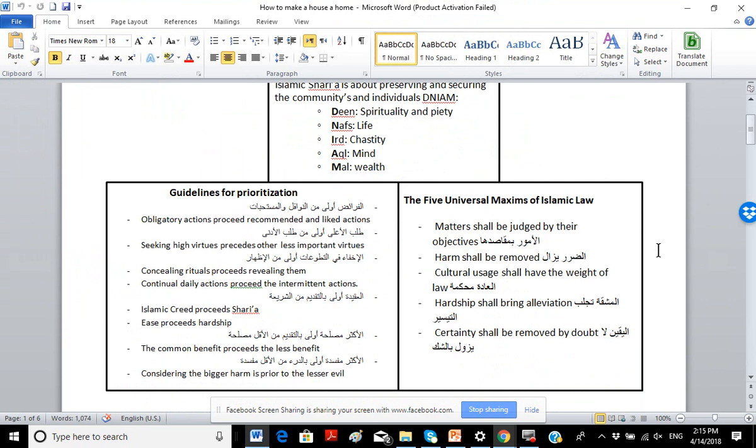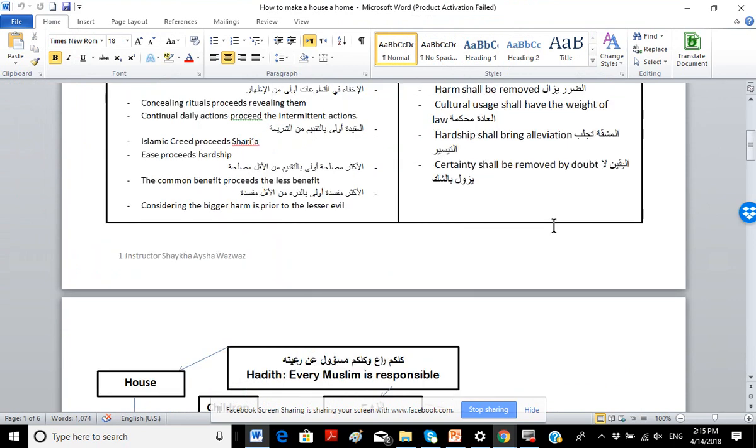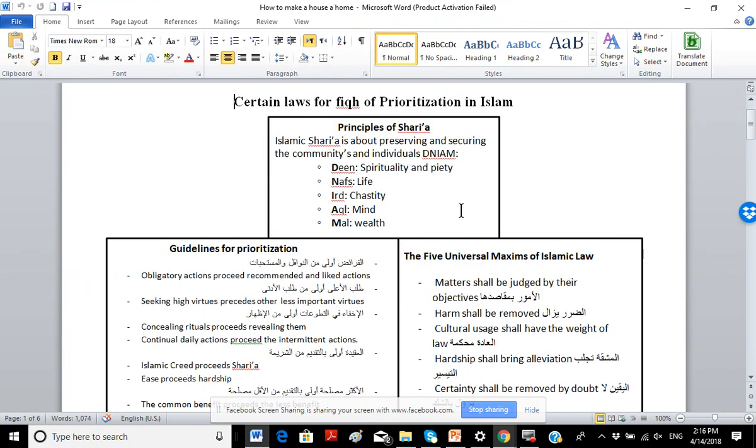But before we start that, I just want you to memorize D-N-A-I-M. Aql is supposed to be before Ird. This is a mistake. Yep. Deen, Nafs, Aql, Ird, and Mal. This is a mistake in here. All right? So I want you guys to remember that, because we're going to be applying that same rule here. Ready? Let's do it.